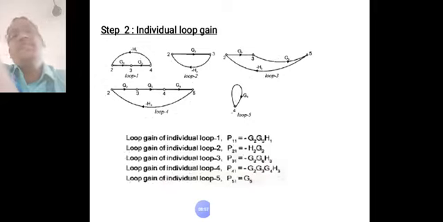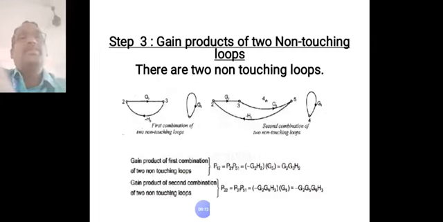So in the given system, it has 5 individual loops and we write the 5 individual loop gains, P11, P21, P31, P41 and P51. Then the next step is to find the non-touching loops. First we are going to find 2 non-touching loops, the loops which do not touch each other, that is called a non-touching loop.